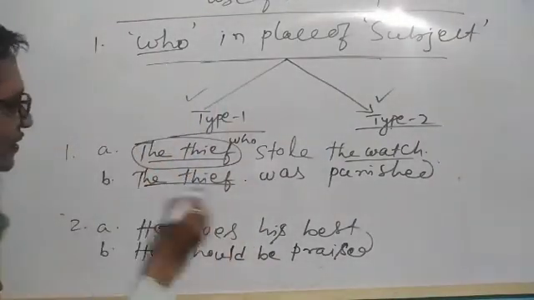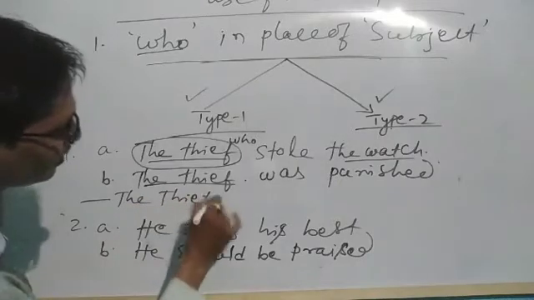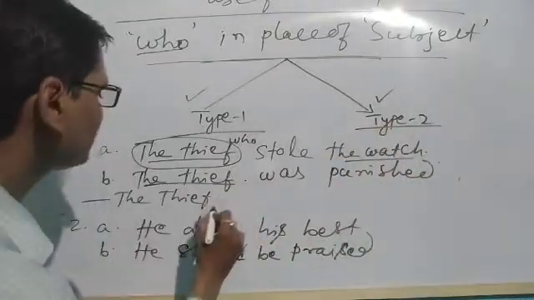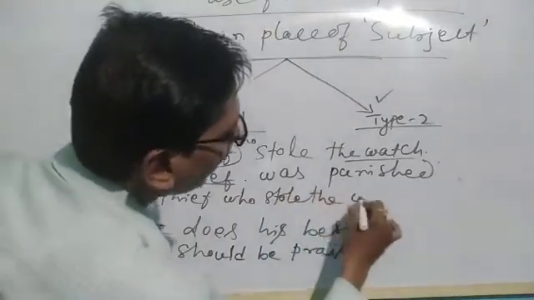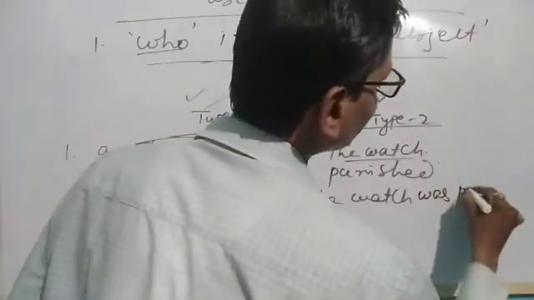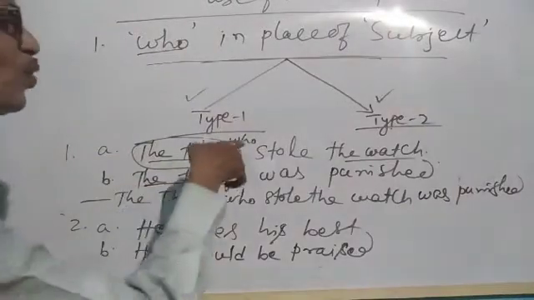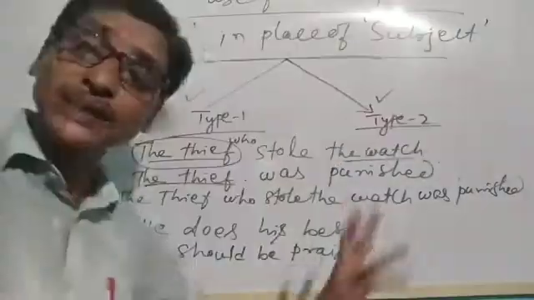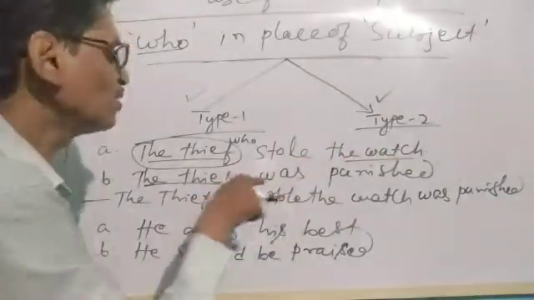What we will write? First write the second sentence. The thief who stole the watch was punished. The thief who stole the watch. The thief, particularly we are talking about the thief. There are several thieves. The thief who stole the watch was punished.